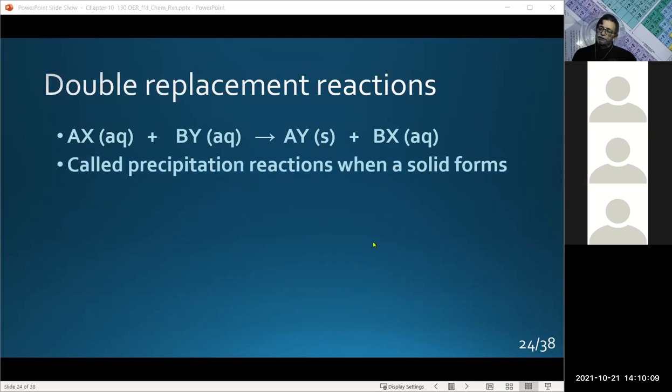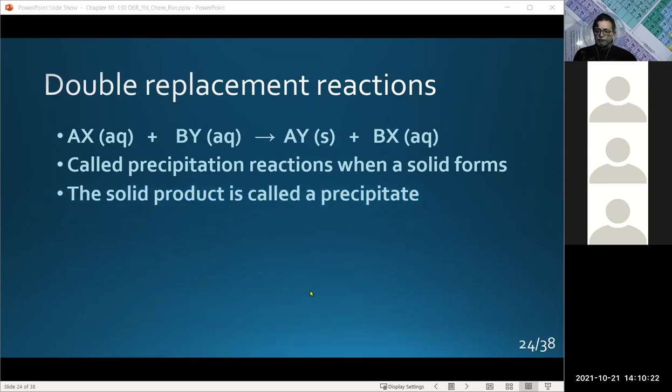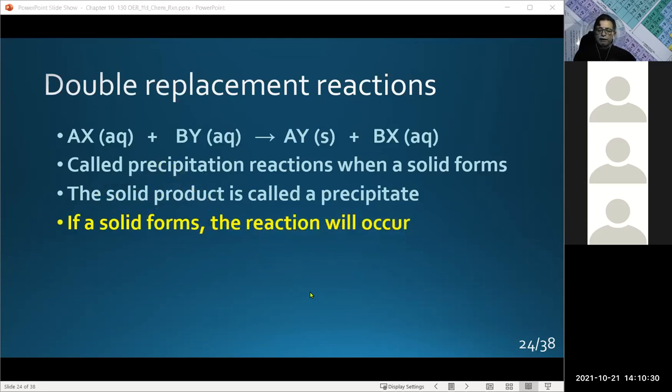We call this a precipitation reaction, double replacement, because you actually see a solid. In fact, we do a lot of this when we're looking for particular chlorides, for example, in your water sample or some other things in your water. A precipitate is a positive for whatever element or ion you're looking for.